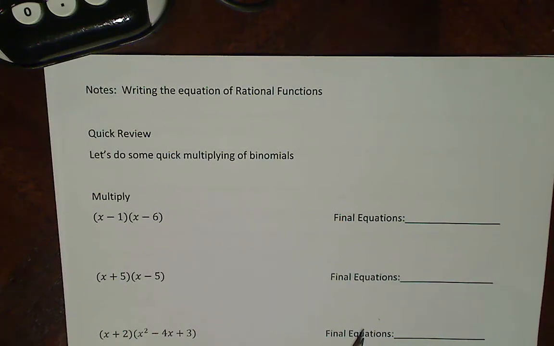So we're continuing with rational functions. Today we're going to look at how you write the rational function when you have the vertical asymptotes and the x-intercepts. That's primarily what you need.